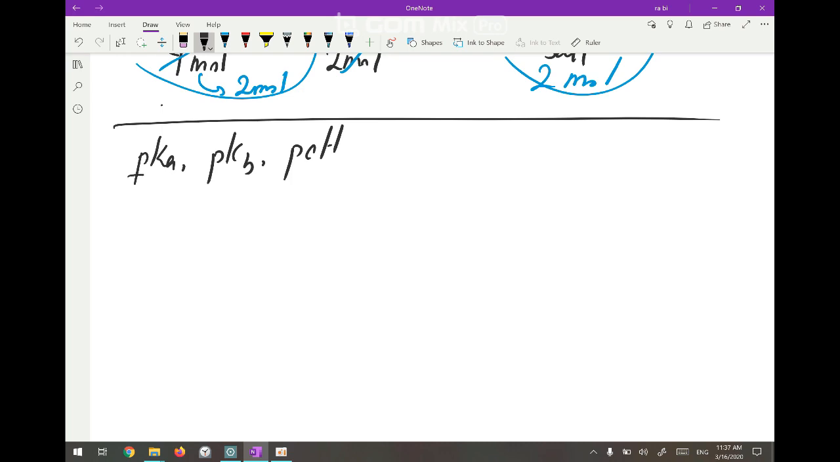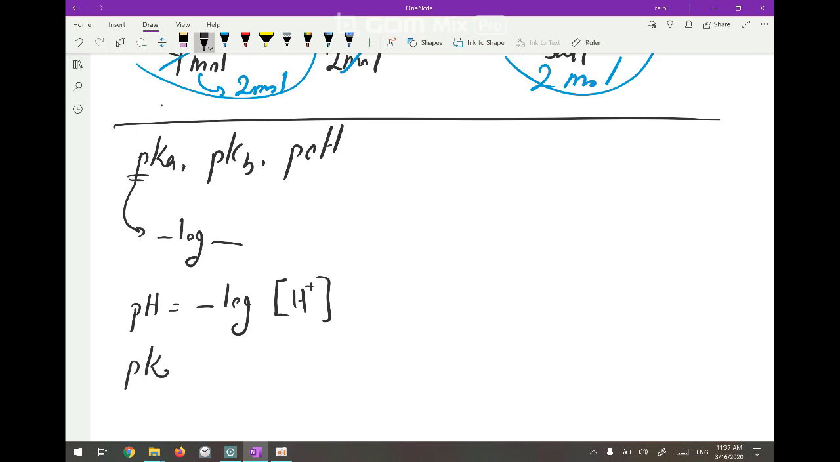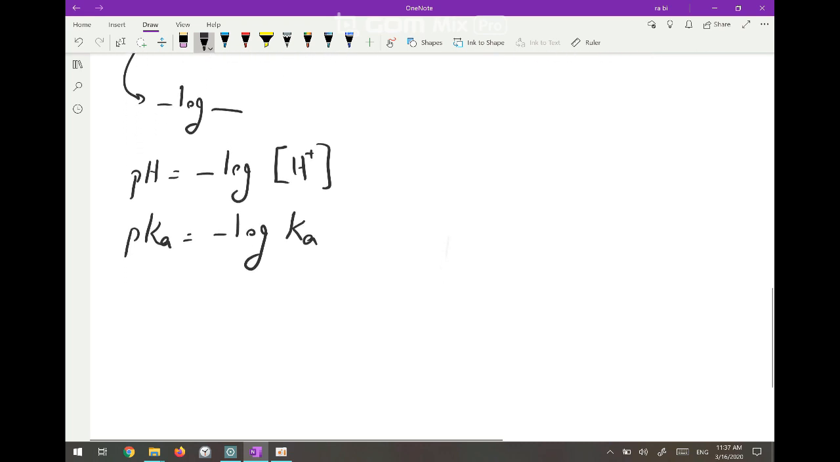You know that the p is a function and it means negative logarithm of something. For example, the pH means negative logarithm concentration of the H plus. So we have exactly the same term here. So when we say pKa, we mean negative logarithm of the Ka, or acid dissociation constant. Just for review, you had it in chapter 8.